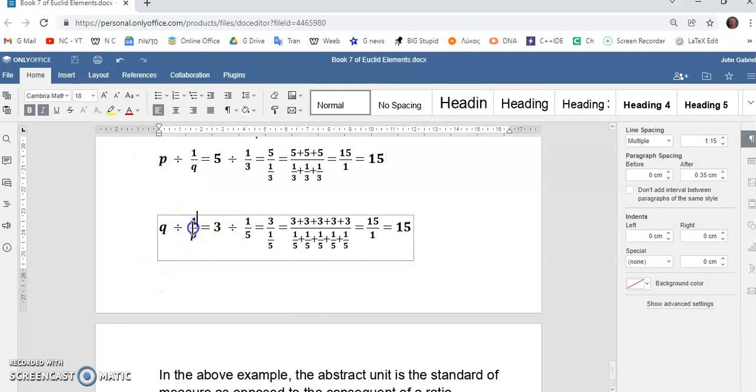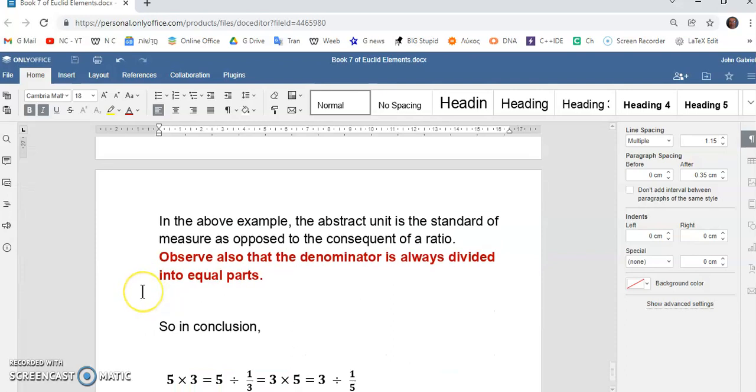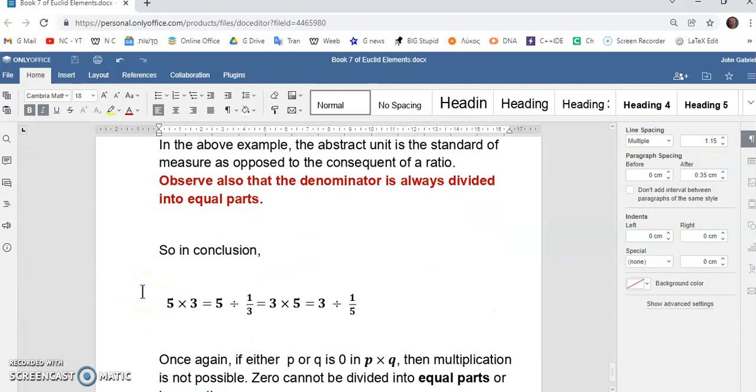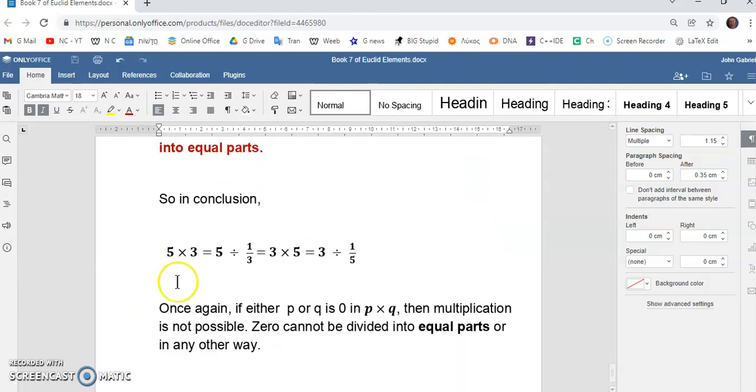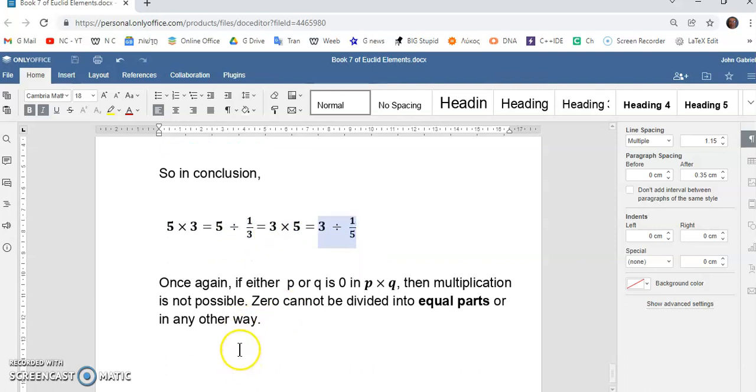This here is the same product as this product. And of course, multiplication is defined in terms of division. So in conclusion, we can say that this product is equal to this quotient, which is equal to this product, which is equal to this quotient, okay? And once again, if P or Q is 0 in P times Q, then multiplication is not possible because 0 cannot be divided into equal parts or in any other way.